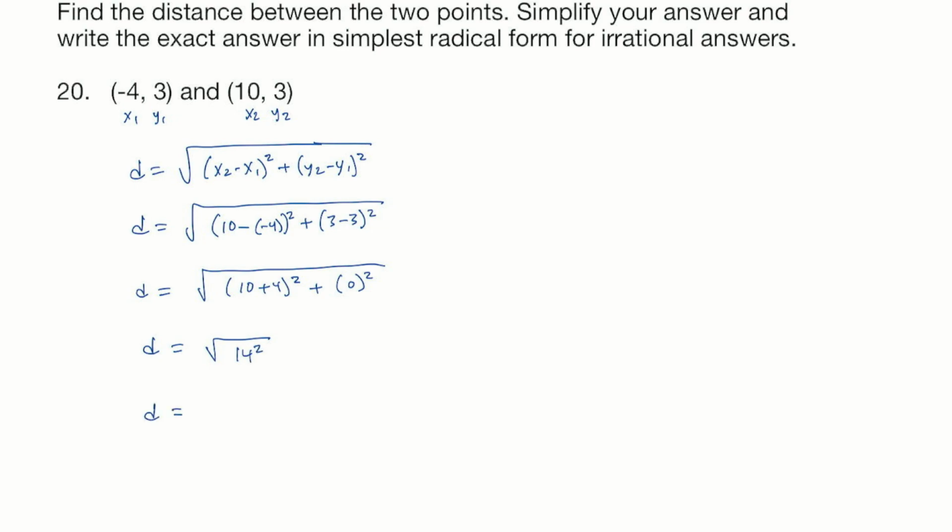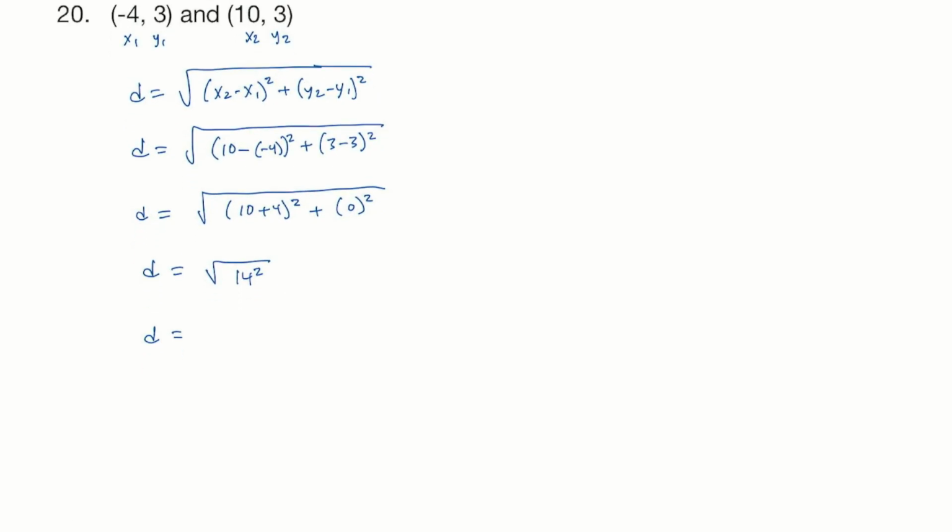So we can either write the answer or we can square it. And when we square it, it's 196. But then we're going to take the square root of it, and we're going to get the 14 back. And so that is the distance between those 2 points.